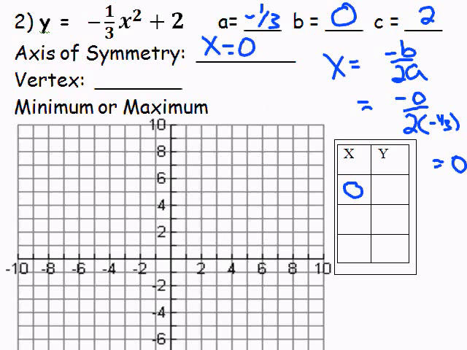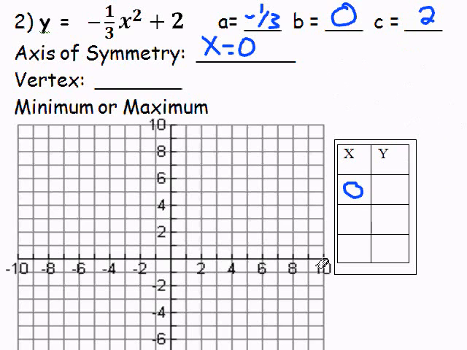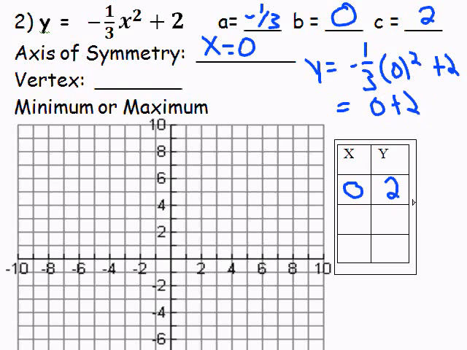Now that we know what x is, we need to substitute that x value back in and find our y value. So we put 0 in for x, and we get y is equal to negative 1/3 times 0 squared plus 2. Negative 1/3 times 0 squared, that's just 0, plus 2 is 2. So our vertex is 0, 2. Now we know that this is a maximum value without ever graphing because our leading coefficient is negative 1/3, which means it opens down. Our parabola opens down, and our vertex is a maximum.